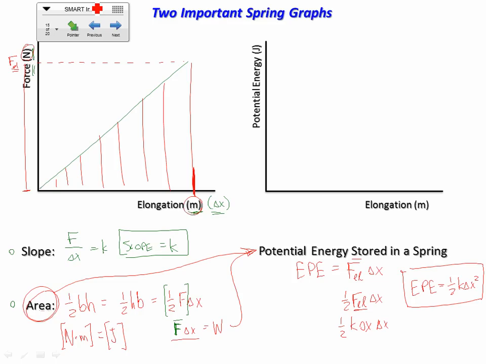Also measured in joules, right? It's an energy. Has to be measured in joules. 1/2 K delta X squared. I'll probably end up writing it as 1/2 Kx squared without the delta. You get the idea.